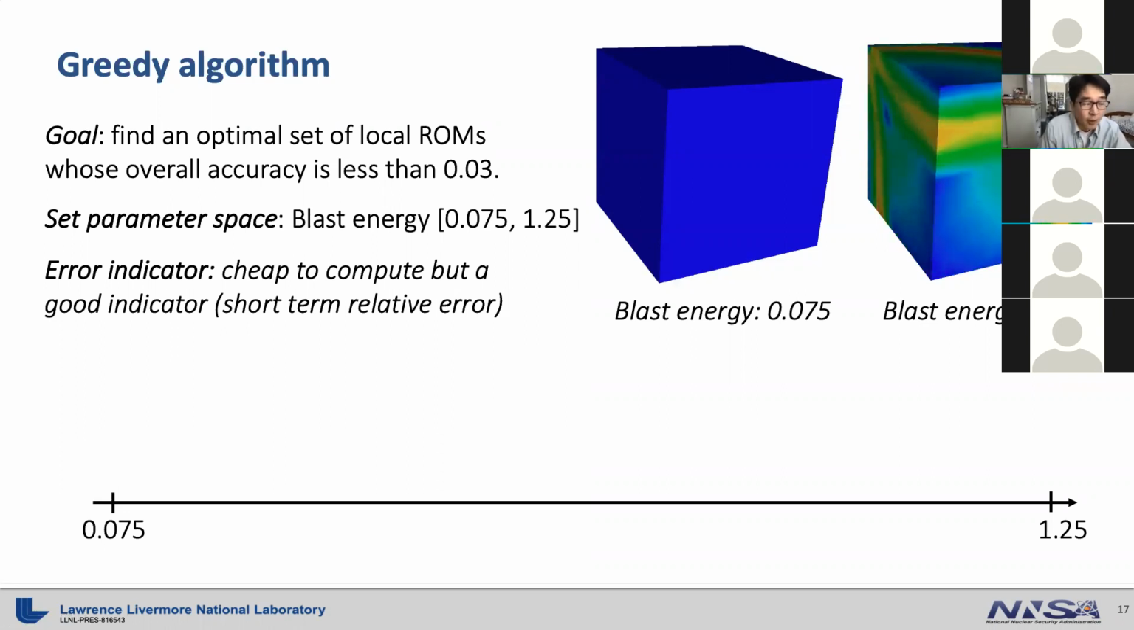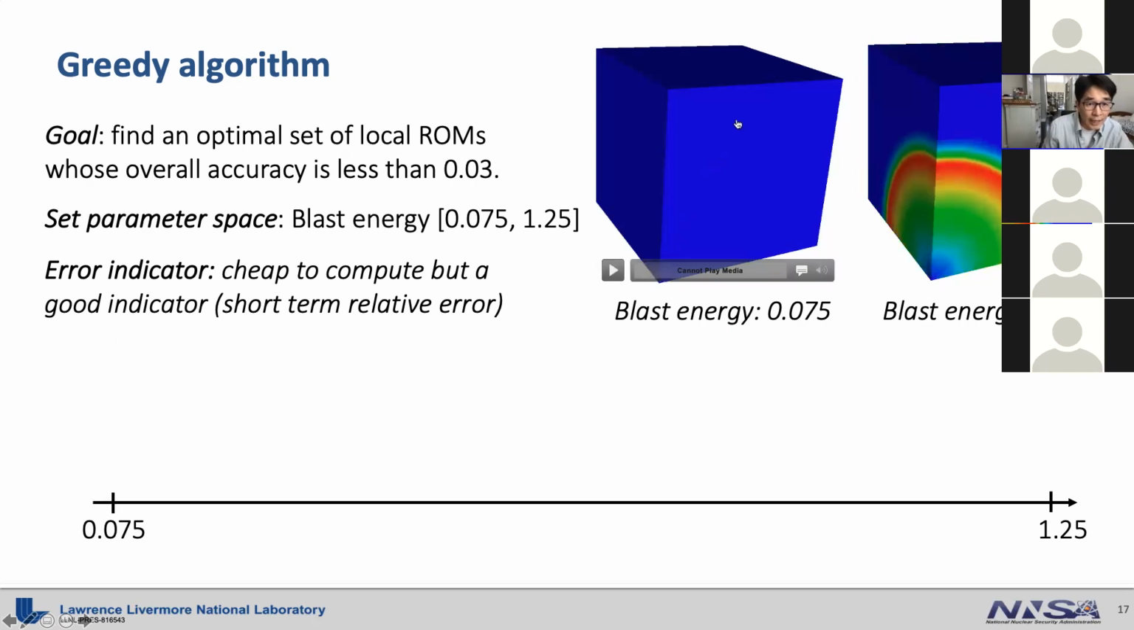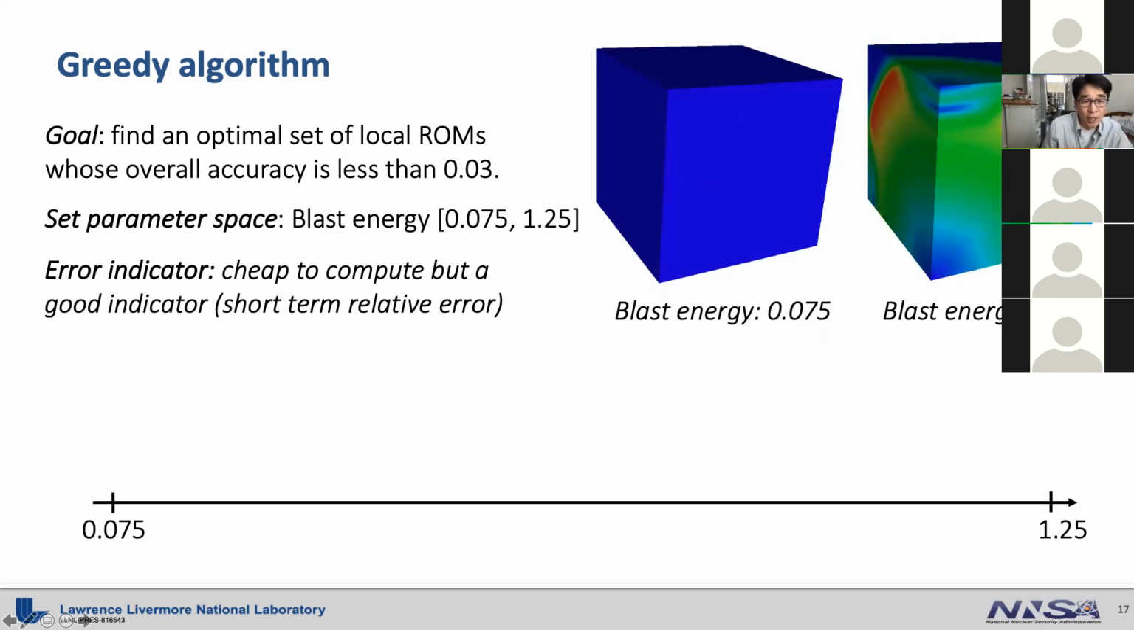Anyway, this greedy algorithm tries to find a sub-optimal, if not optimal, set of local reduced models whose overall accuracy is within some desirable accuracy level, say, for example, 3%. As a demonstration, we set our parameter space to be a blast energy change from 0.075 to 1.25, just to show the different behavior of the extreme cases. At 0.075, although the movie is not playing, the shock is formed here. It does not hit the boundary before the simulation finishes. On the other hand, the simulation with a blast energy of 1.25 hits the boundary and is reflected, and interacts with the incoming waves and does some more complicated things.